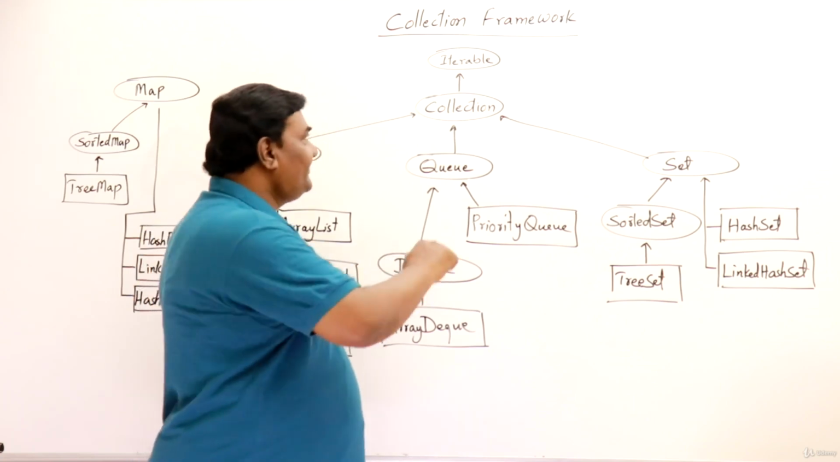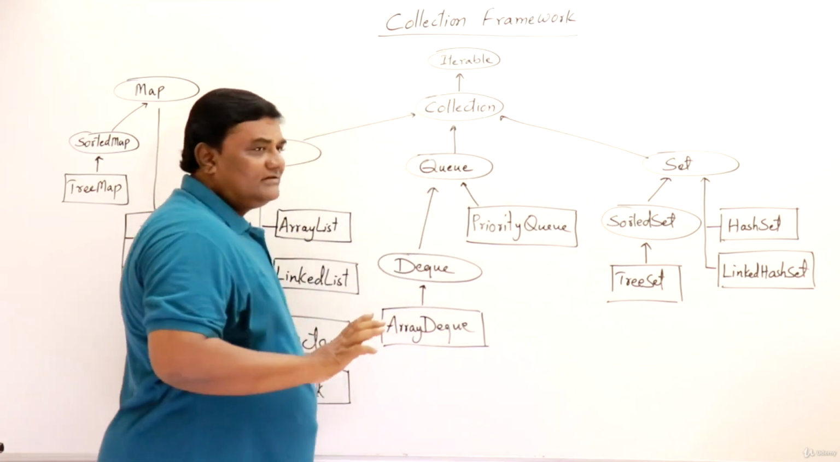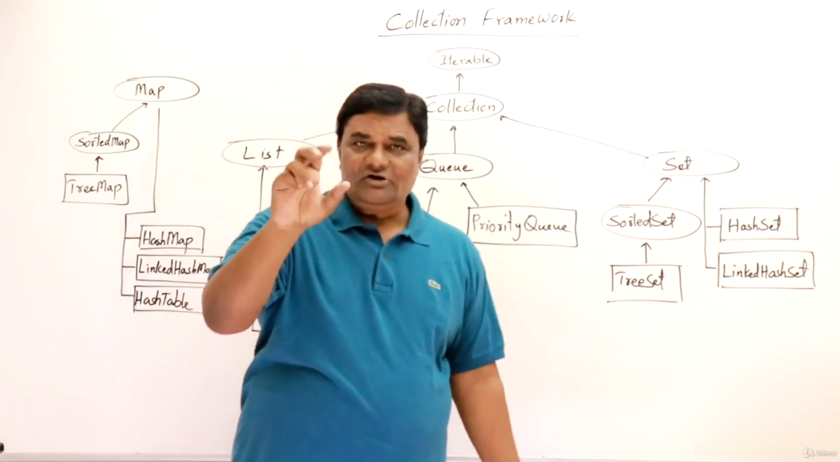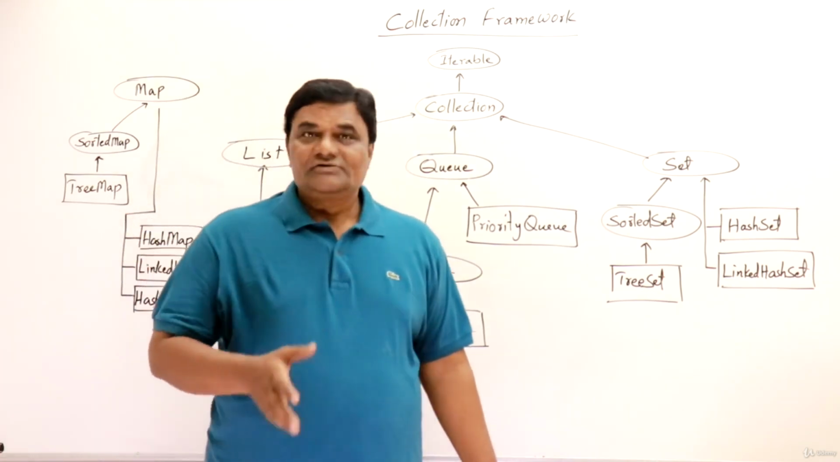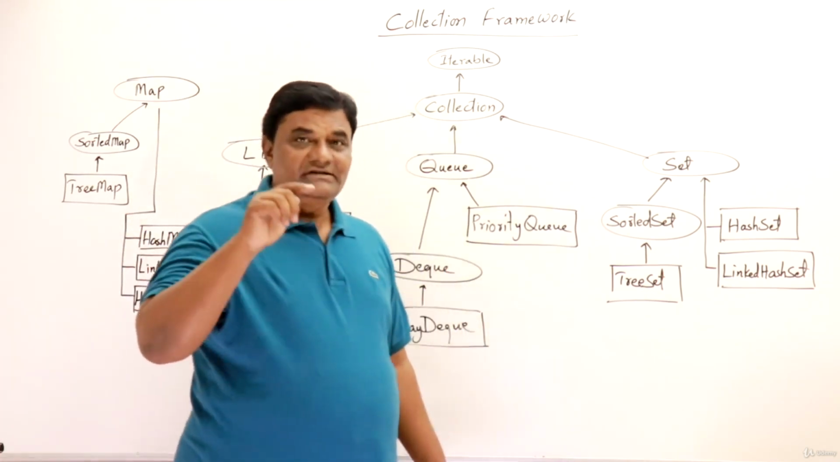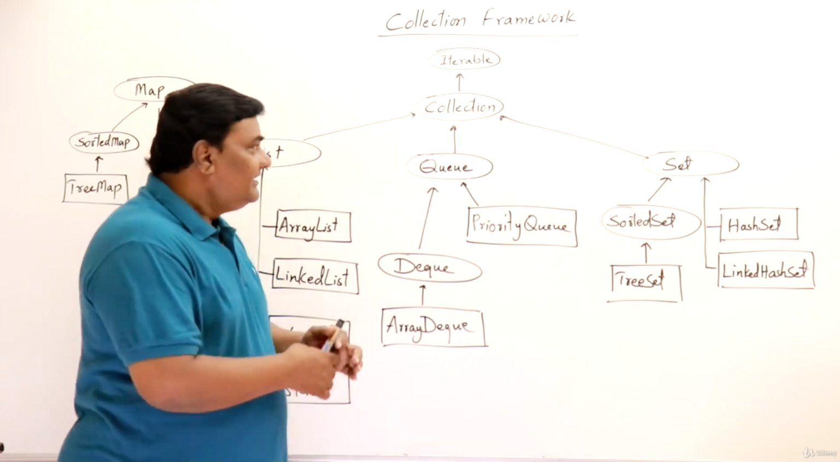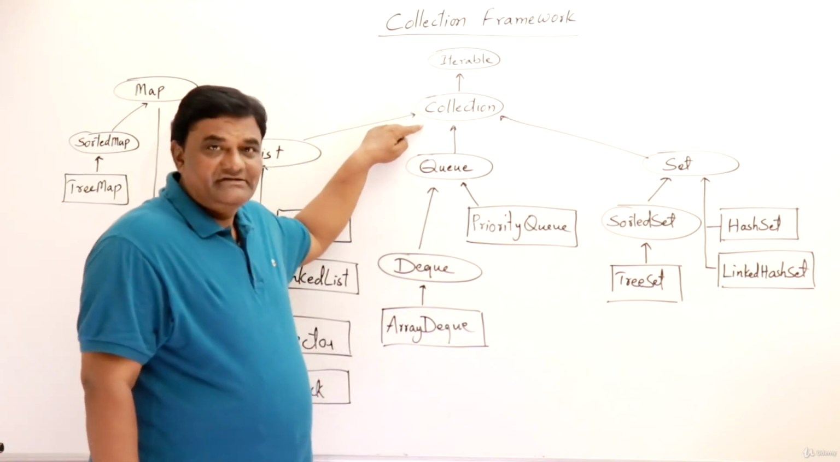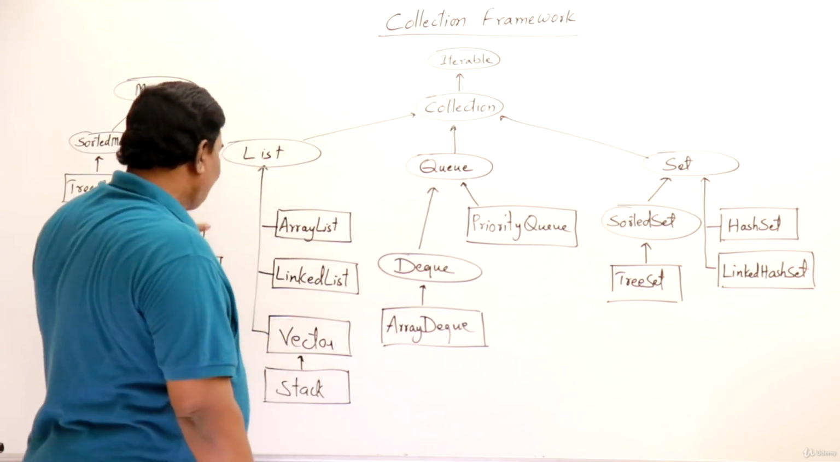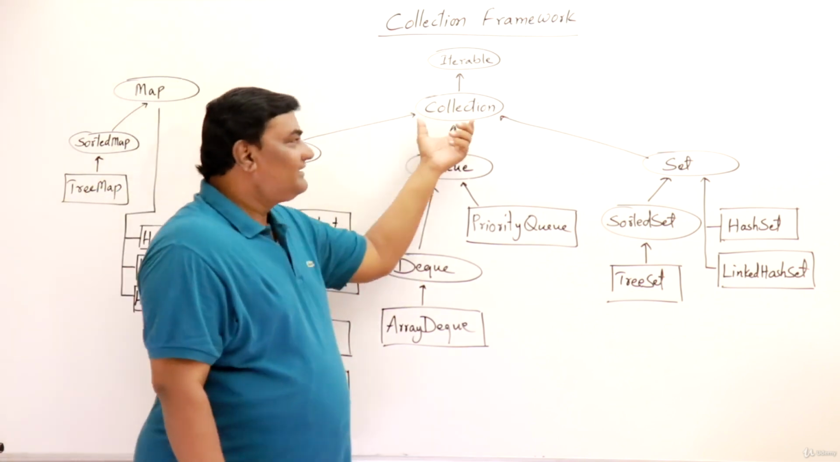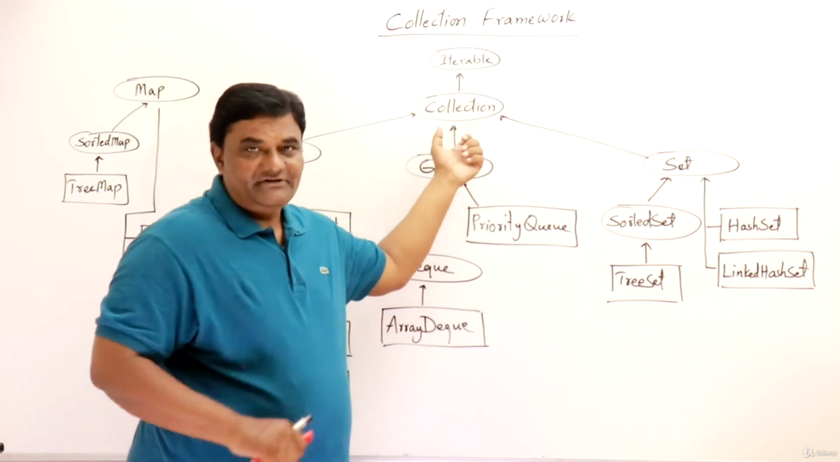On the top, there is an interface called Iterable. That is not much important. It is the topmost one, and it has only one method, that is iterator. I'll explain about it afterwards. Now the next one is very important: the Collection interface. All the interfaces and classes are directly or indirectly inheriting from this one.